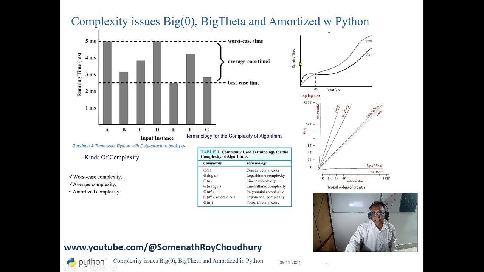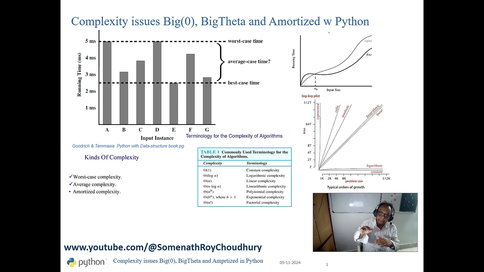The worst case we measure by big O complexity, and the tighter, more average one, we'll consider by big theta. And another term I'm missing here, that is big omega, the lower limit. The lower limit we generally do not consider in most cases. We are most concerned with big O, and the average is big theta. One can take theta as the middle portion.